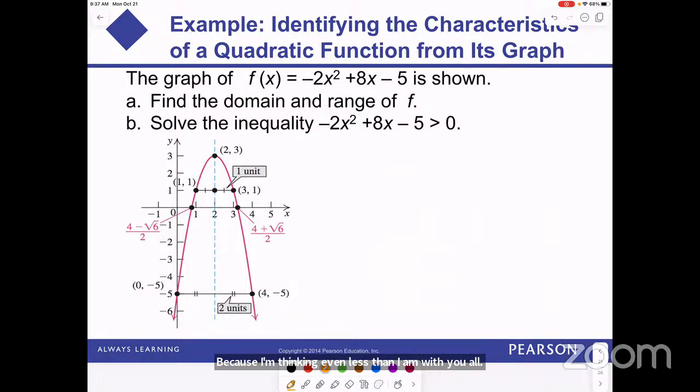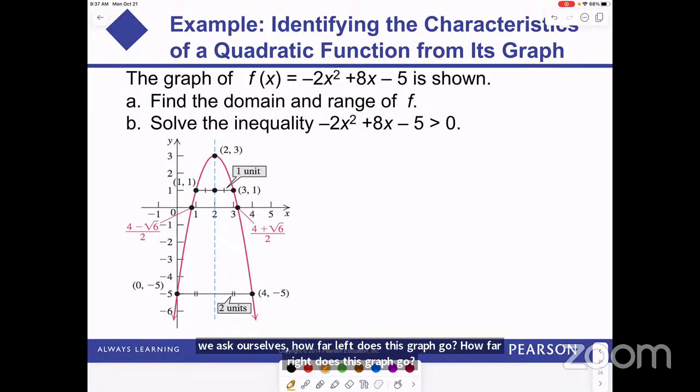Okay, find the domain and the range. So in a graphical sense, the domain is going to be the very left to the very right. So we ask ourselves, how far left does this graph go? How far right does this graph go?